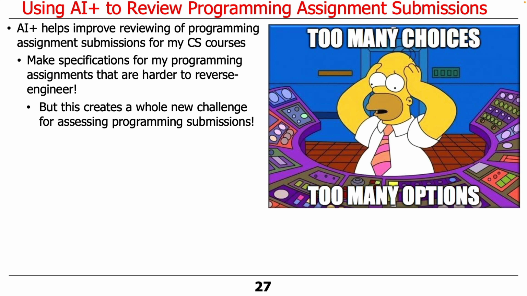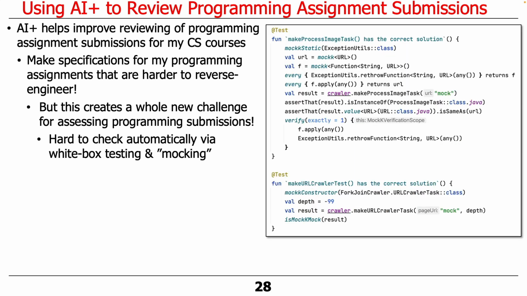But this creates a whole new set of problems, because now there's lots of different ways that you can solve the solutions, which is good because it gives you more creativity in doing what you're doing. You're not forced into the Procrustean bed of my preferred way of doing things, but it makes it much more difficult to assess what you're doing in any scalable, sensible way. In particular, we can't really check your solutions anymore for correctness, using the word in quotes, using what we have done up to this point, which is white box testing and mocking.